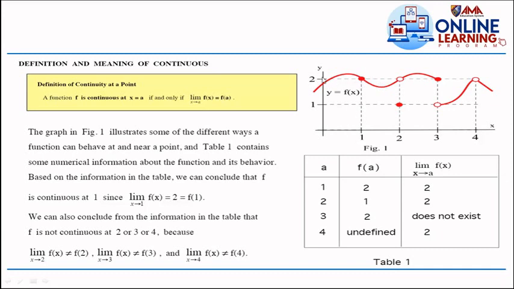Then project it to the left, the answer is 2. Kaya sabi ni dito, based on the information in the table, we can conclude that f is continuous at 1. Bakit continuous at 1? The limit of the function of x as x approaches a is equal to 2. Ito na yon. And also the function of a, which is equivalent to 1, the answer is 2. So these two are equal. So we can say that at a, our function is continuous.